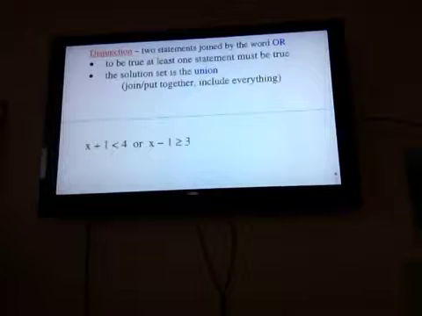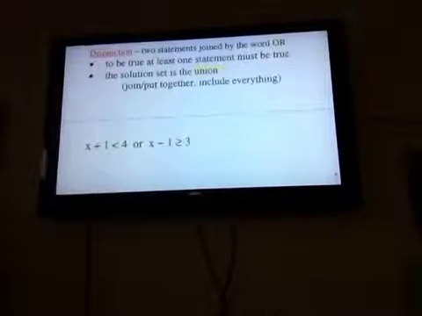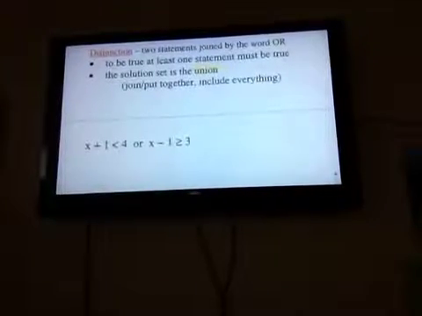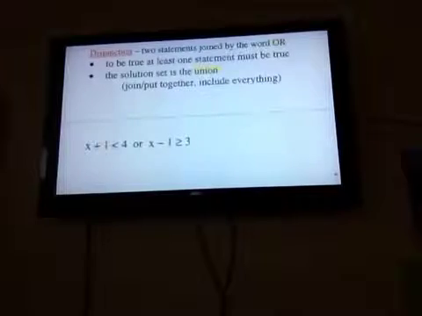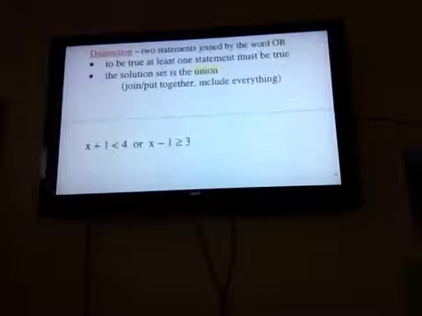These are a little bit harder to explain, I'll be honest. As a teacher, I explain it kind of weirdly sometimes, just to hopefully get the point across. But an or is a union, and a union means to join or put everything together, to include everything, like a family reunion, everybody's included, okay?